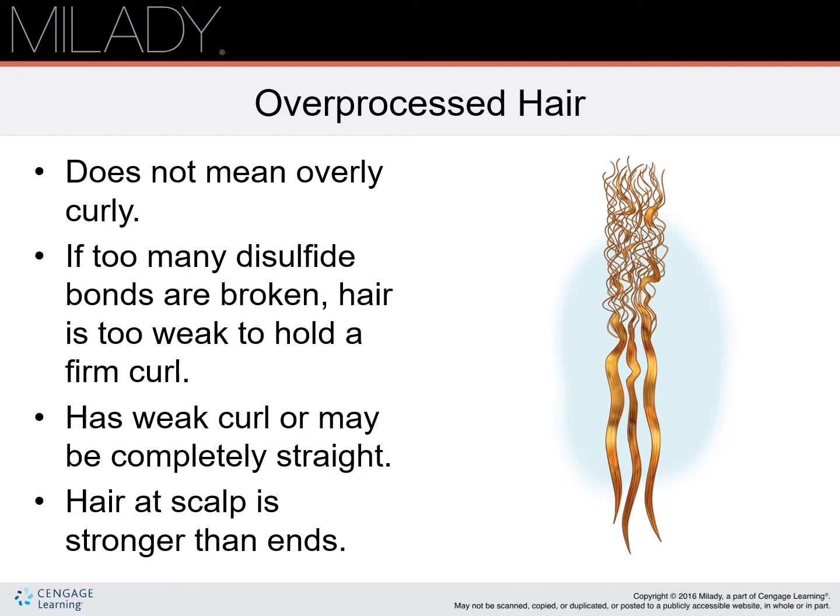It also may be completely straight. The hair at the scalp is usually stronger, and overprocessed hair is usually curlier at the scalp and straight at the ends. And that's what you see in this photo.